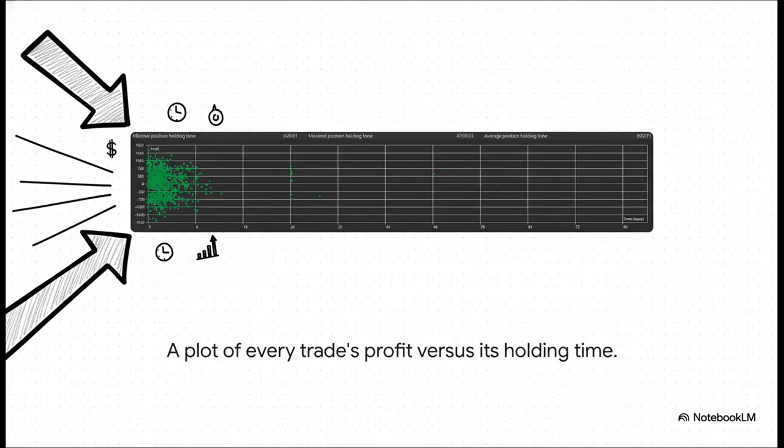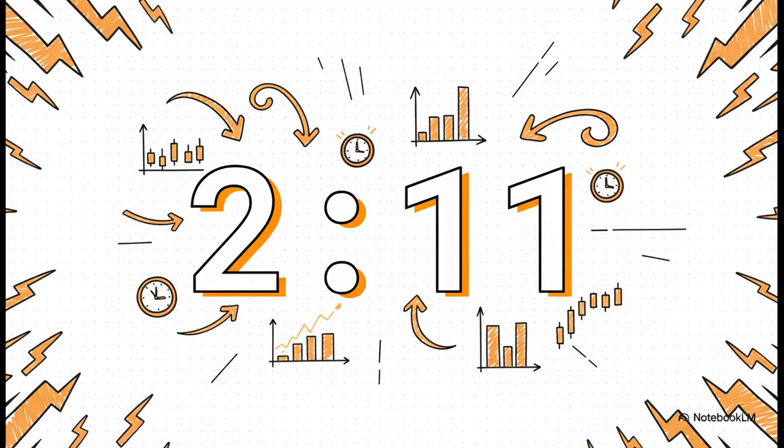This chart here is a huge piece of the puzzle. It plots the profit of every single trade against how long the trade was held open. See how almost all the dots are jammed up on the far left side of the chart? That tells us something absolutely crucial. These trades are incredibly short. This isn't long-term investing. It's more like a series of lightning-fast raids on the market. And the exact number is 2 minutes and 11 seconds. That's the average time this thing held a trade. This is what traders call scalping.